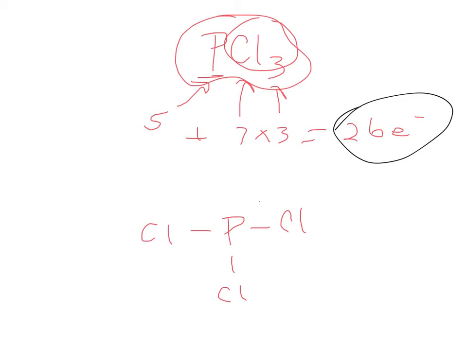I'm going to give this chlorine 3 more pairs, so that's going to give it a total of 8, because the bonding pair counts towards chlorine's total, and then these ones that I just drew in also count towards chlorine's total, so that gives chlorine 8, and I'm going to keep going around doing the same thing.